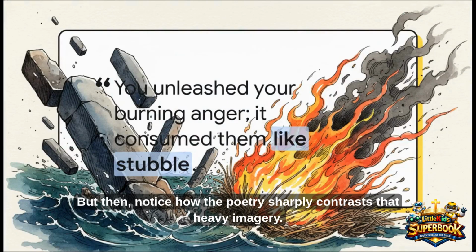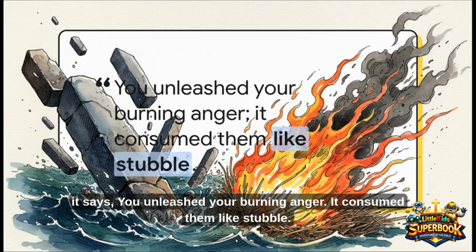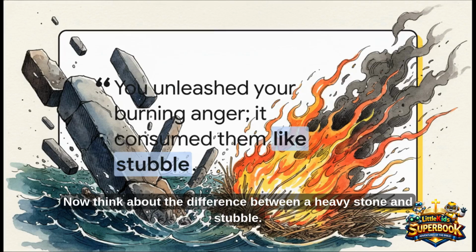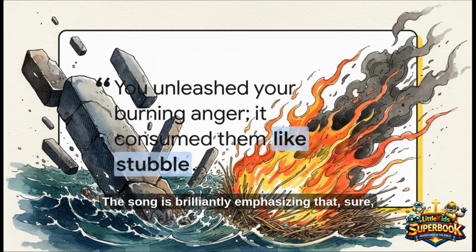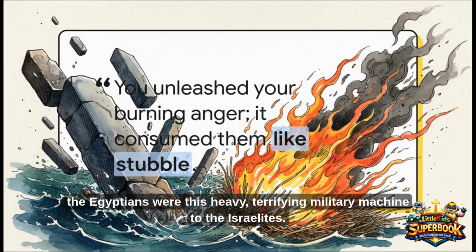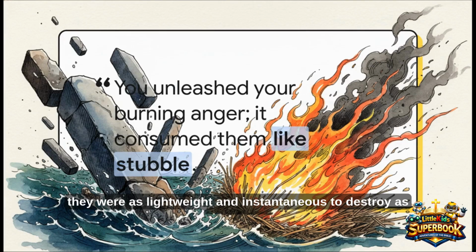But then, notice how the poetry sharply contrasts that heavy imagery. Right after comparing the enemy to sinking stones, it says, "You unleashed your burning anger, it consumed them like stubble." Now think about the difference between a heavy stone and stubble. Stubble is flimsy, it's dry, and it just vanishes in a flash of fire. The song is brilliantly emphasizing that, sure, the Egyptians were this heavy, terrifying military machine to the Israelites, but against divine power, they were as lightweight and instantaneous to destroy as dry grass.